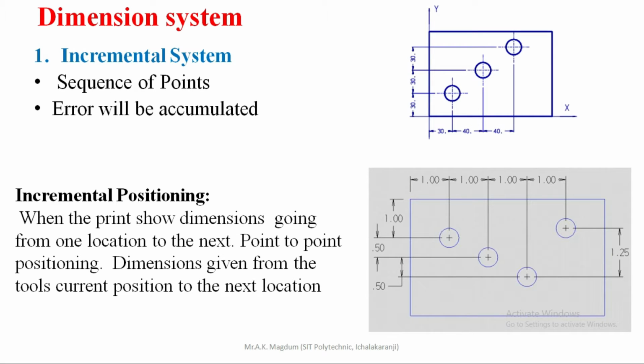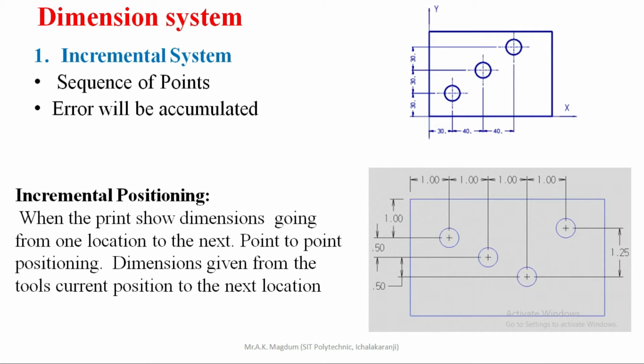Here you observe one image, a sequence of points. All the dimensions look like continued dimensions given for the object itself. This first hole has a 30 mm distance, and the next dimension starts from the previous position. That means it is the incremental way of dimensioning.